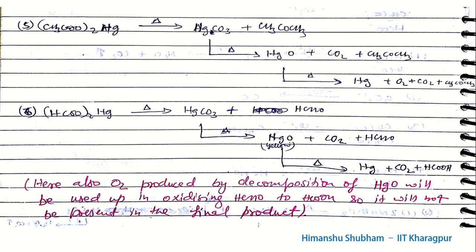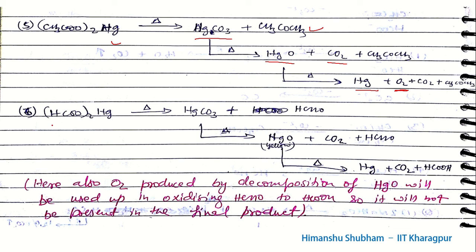Next, we have to decompose the acetate of mercury. Again we get mercury carbonate and CH3COCH3 as the other product. Now HgCO3 would decompose into HgO and CO2, and CH3COCH3 would come from the first step. Here again we get O2 from HgO and the metal residue, and we see O2 in the product because we have nothing here to be further oxidized, so O2 would remain as it is, unlike the previous case.